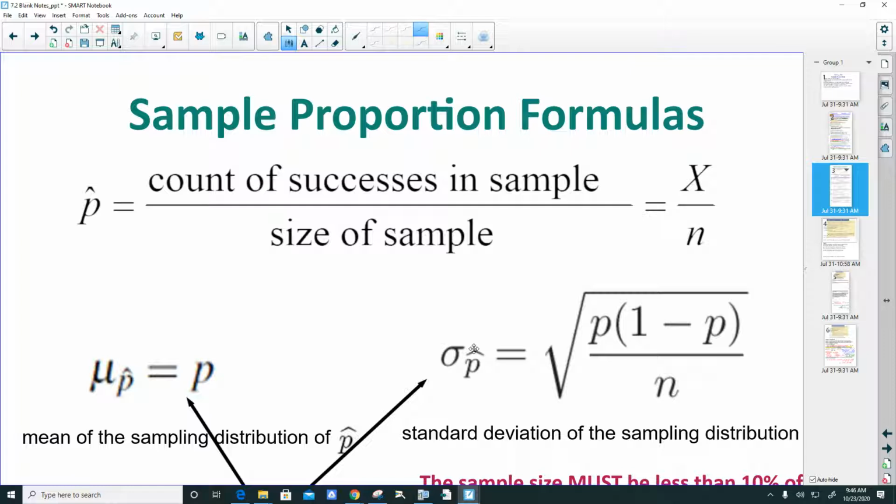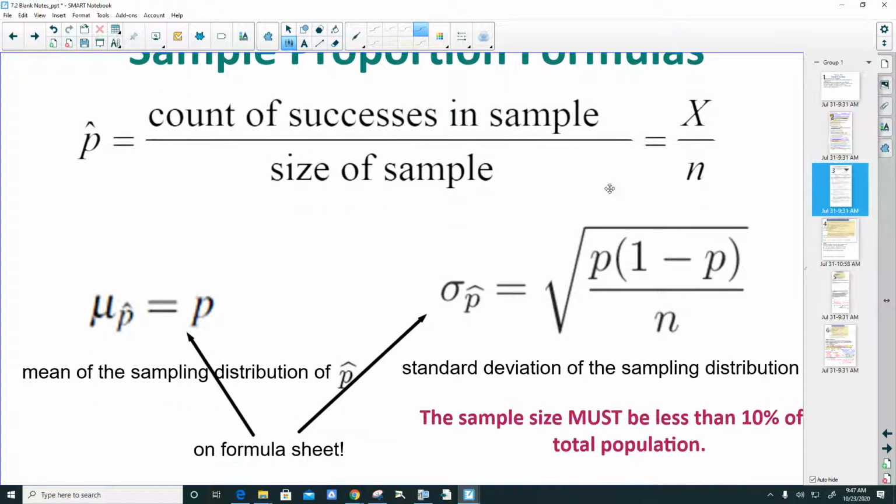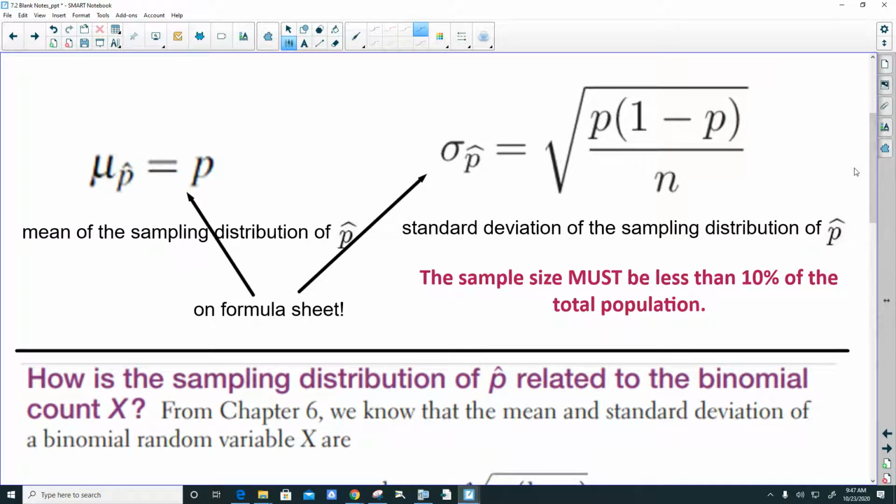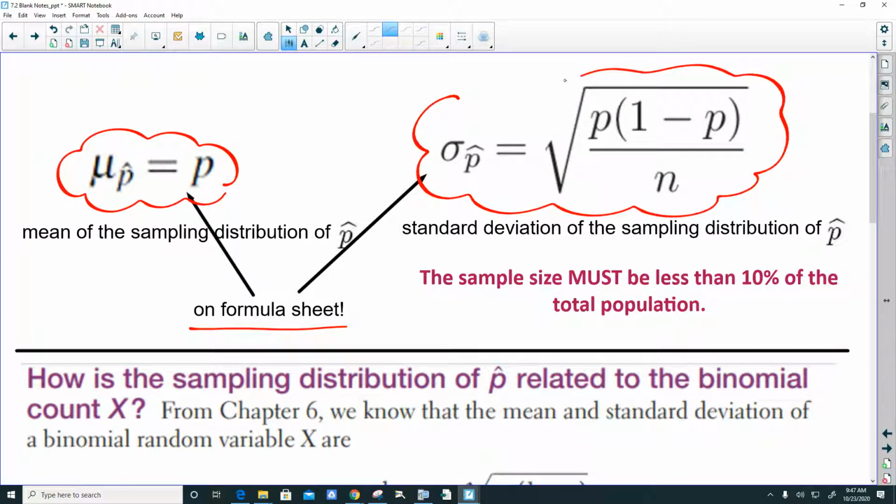The p-hat is obviously just the number of successes in your sample, which for the example we just did, would be the number of orange candies in that one sample divided by the sample size, whether it's 25 or 50, and that would give you the one p-hat for the one sample that you did. Okay? Now, the formulas for how to find the mean and the standard deviation of a sampling distribution are actually on your formula sheet. I'm going to show you where these are in just a moment, so that we're getting comfortable with where to locate them.